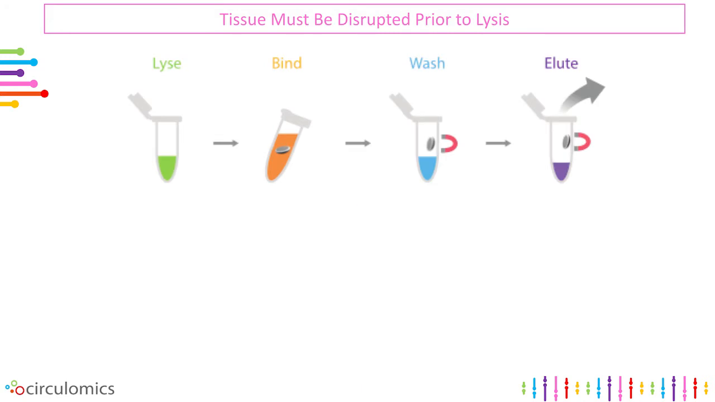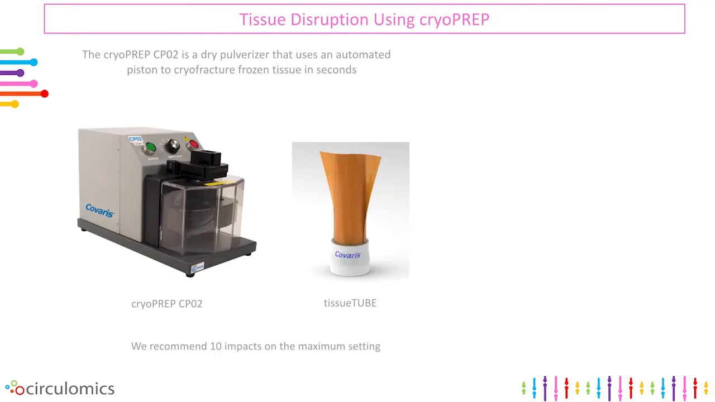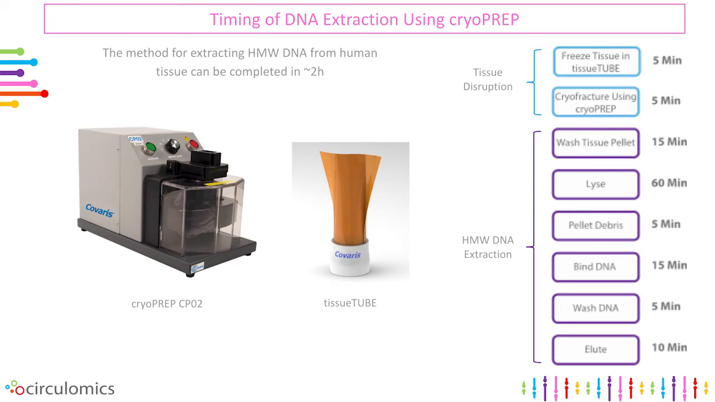While cells, blood, and bacteria can start directly with lysis, the tissues must first be disrupted. For tissue disruption, we use the Covaris cryoPREP, which is a dry pulverizer that uses high-force impact to reduce frozen tissue pieces to powder. We typically aliquot 1 extraction's worth of tissue into 1 tissue tube and use the maximum setting at 10 impacts. Incorporating the cryoPREP into the Nanobind extraction workflow, one can complete a DNA isolation in about 2 hours. More than half of this time is hands-off incubation time.